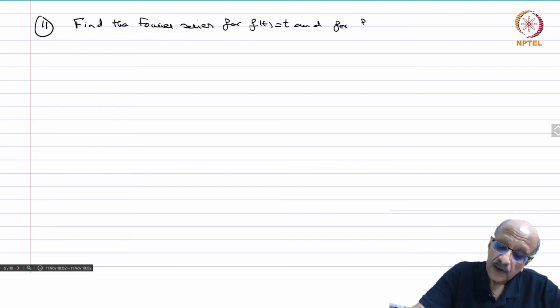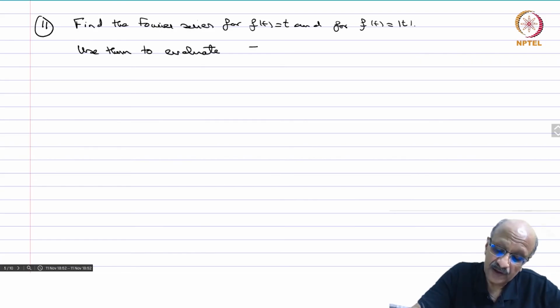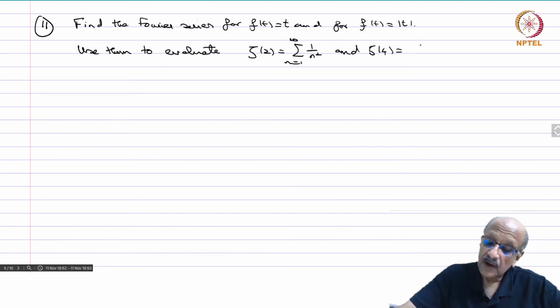For f(t) equals mod t, use them to evaluate. So this is a standard exercise in Fourier series. Zeta 2 equals sigma 1 over n squared, n equals 1 to infinity, and zeta 4 equals sigma n equals 1 to infinity 1 by n power 4.